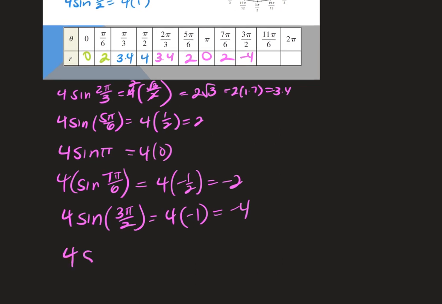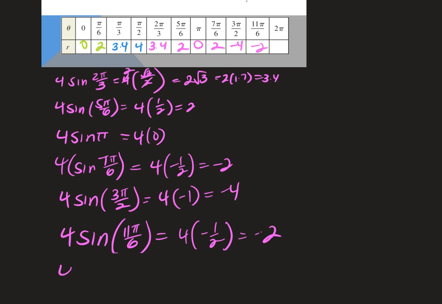Now I'm in the fourth quadrant. What's true about positive or negative sign there? It's negative in the fourth quadrant. So at the pi over 6, it was 1 half. This is negative 1 half. Negative 2 again. And what's the sine at 2 pi? 0. So notice there, if you look at your r values, there's a repeat, okay?